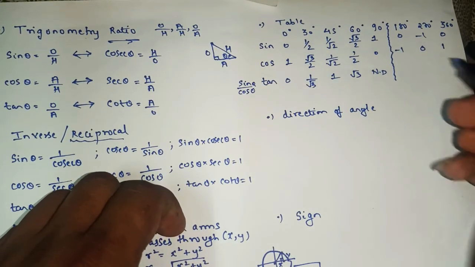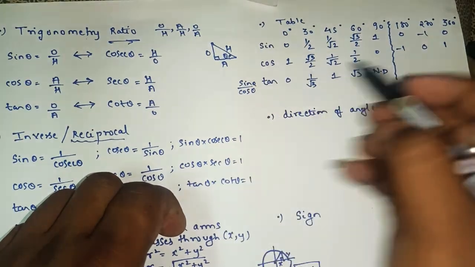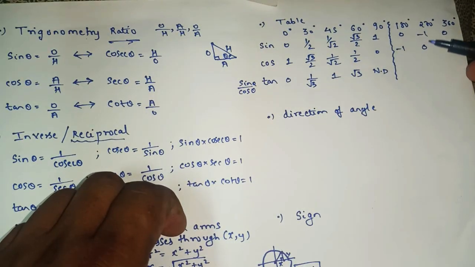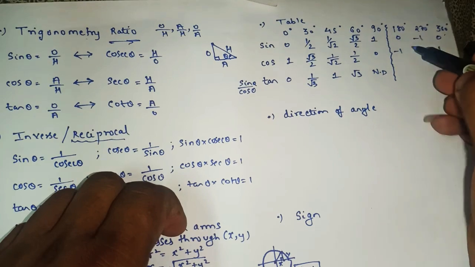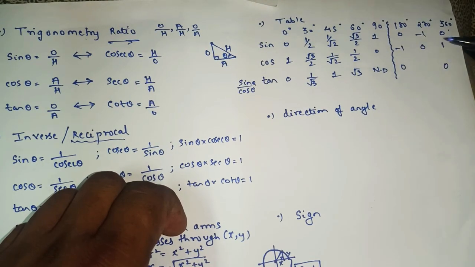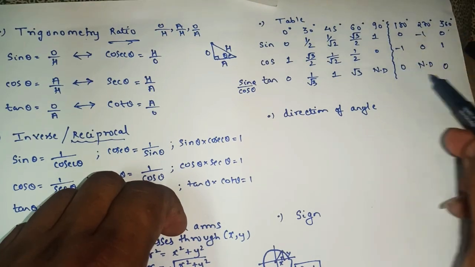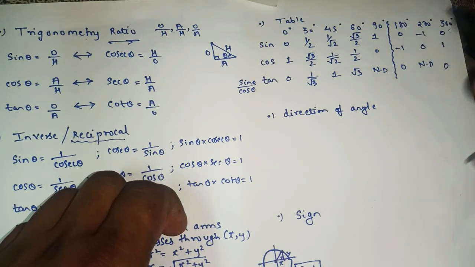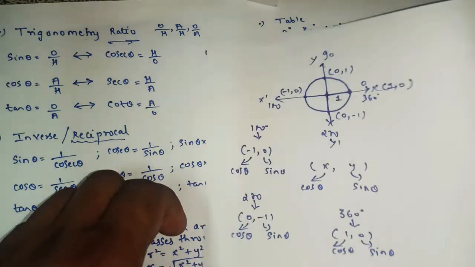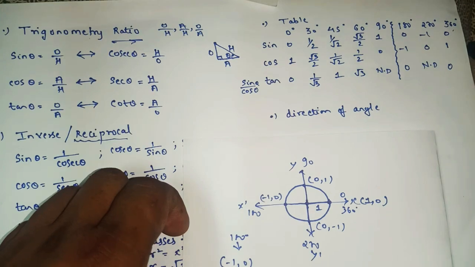Then now we'll see how to find tan. For tan we know that the formula is sine upon cos. 0 upon any number is 0, and minus 1 upon 0 we can say is not defined. So here we got the values for 180, 270 and 360. With the help of this unit circle we can find the answer for 180, 270 and 360.